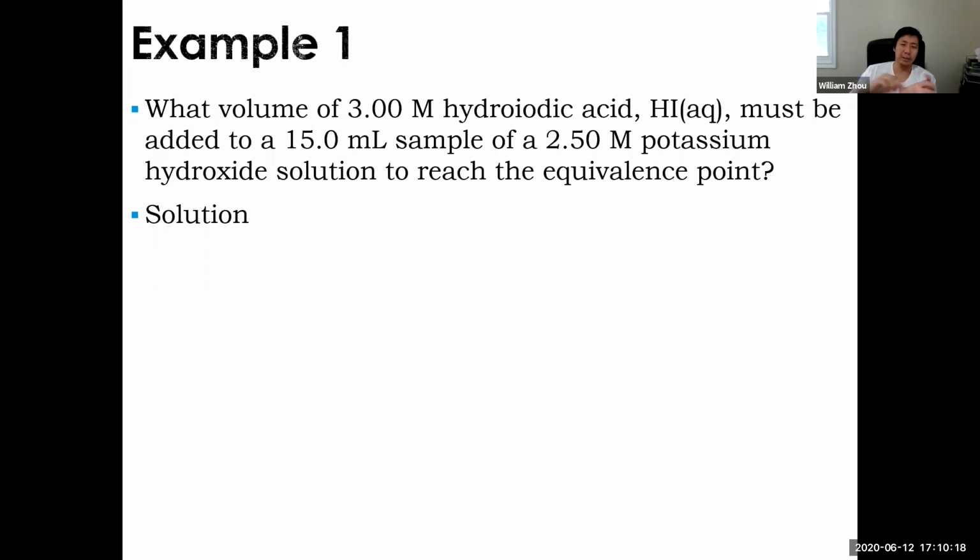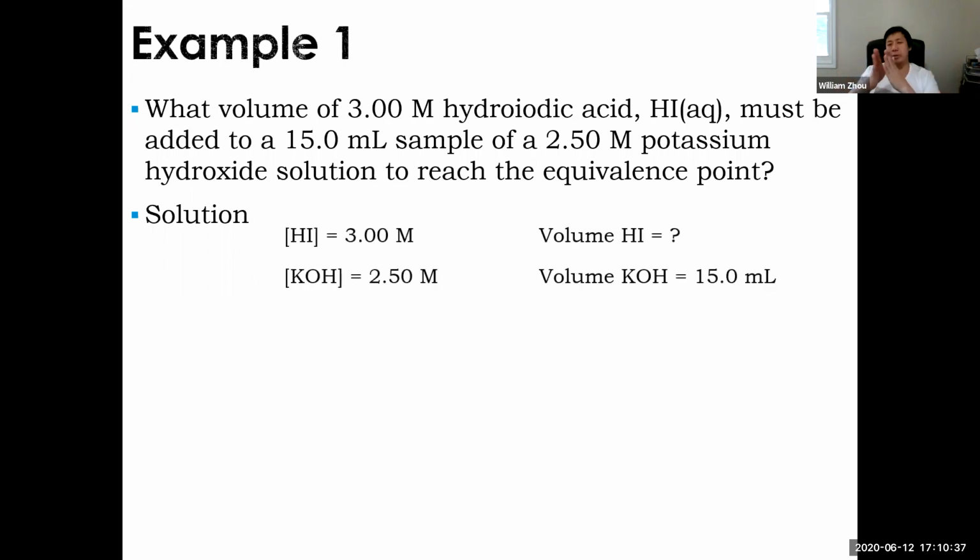What volume of acid do you need to add in order to completely react with the base? You see what I mean? You know the volume of the base, potassium hydroxide, which is 15 mL. You know the concentration of the base, which is 2.5 molar. You know the concentration of the acid. All you have left is the volume of the acid. You know 3 things. You have 1 unknown.